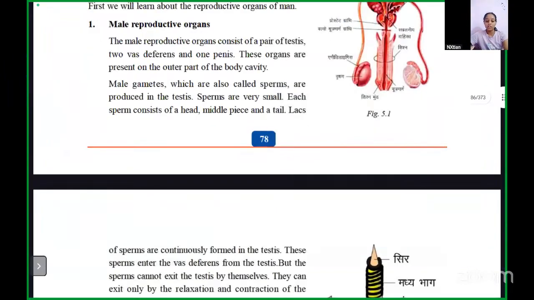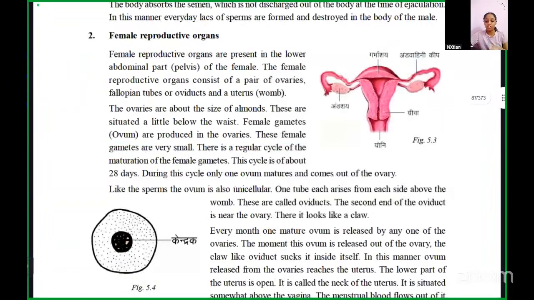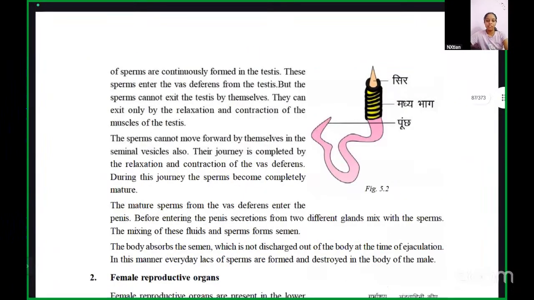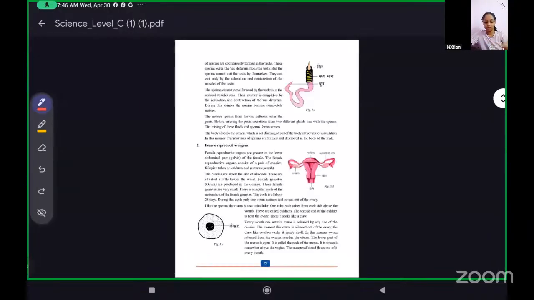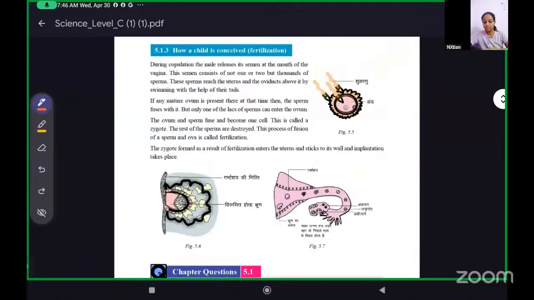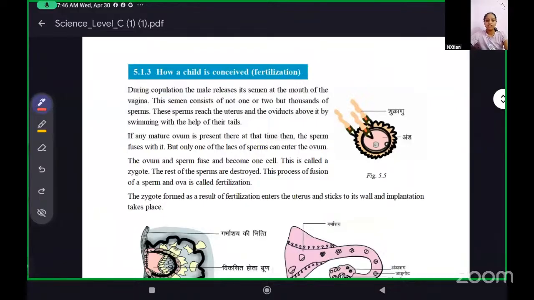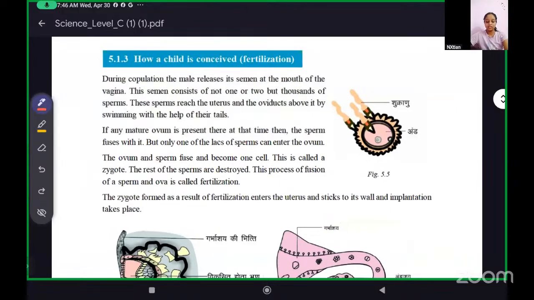Yesterday, we talked about reproduction. Mainly, we talked about the male and female reproductive organs, right? And today, we will talk about how fertilization takes place. Okay? Now, the conceiving of a child is known as fertilization. Okay? What happens during copulation?